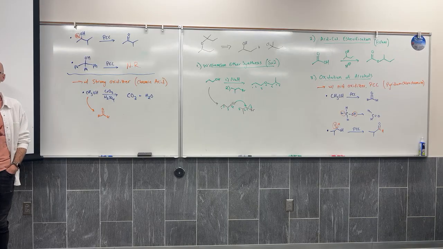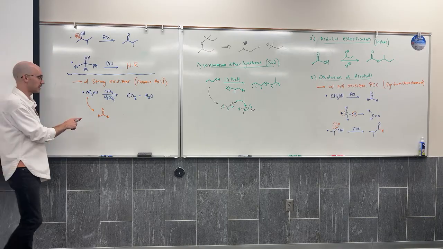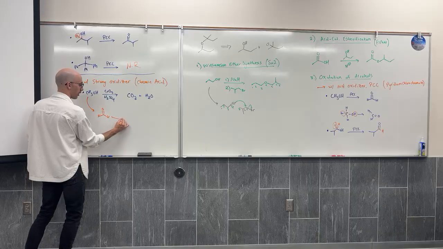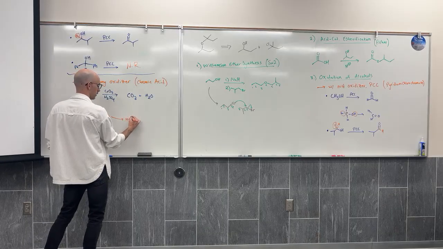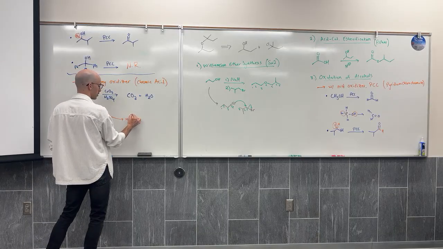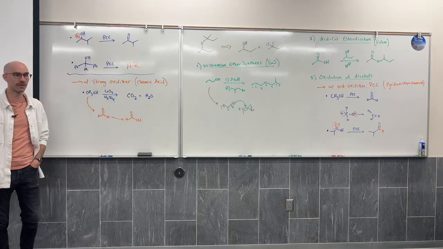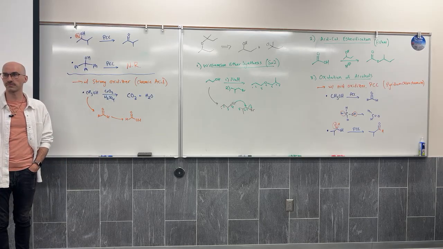Chromic acid is a strong oxidizer, which means that chromic acid further oxidizes formaldehyde. It takes off a hydrogen and replaces it with a carboxylic acid. That is formic acid. Nasty stuff.